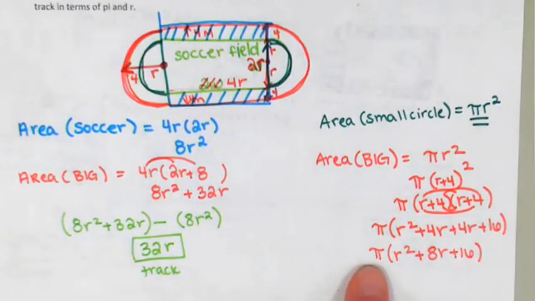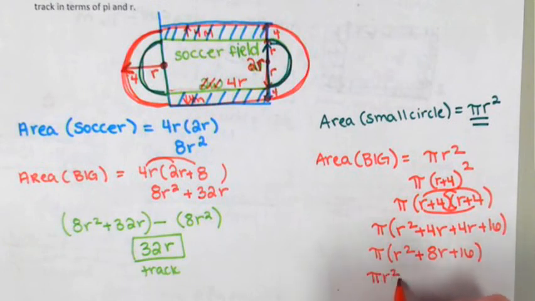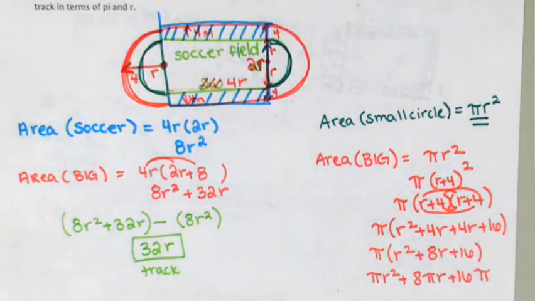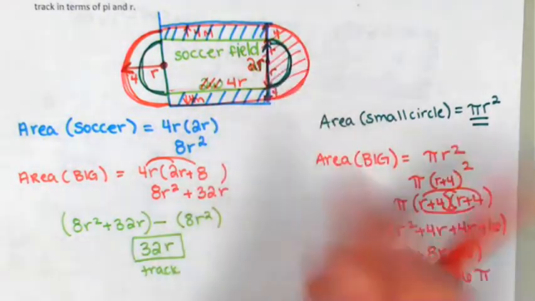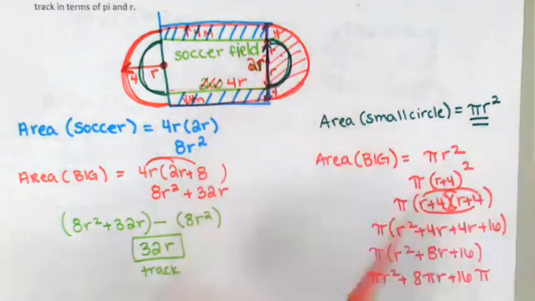Now, how do I get rid of this pi? I multiply everything by pi. I distribute it, right? So isn't this pi r squared plus 8 pi r plus 16 pi? You guys okay with that? Okay. So now this is the area of the big, right? The area of the big. This is the area of the small. We need to cut the small out, right? So what do I do with these two areas?